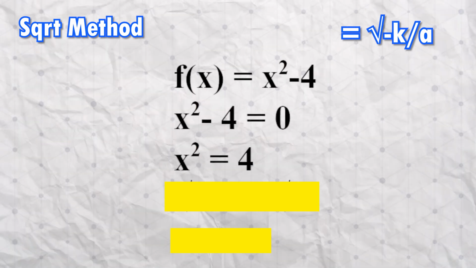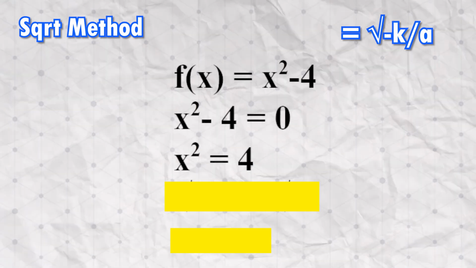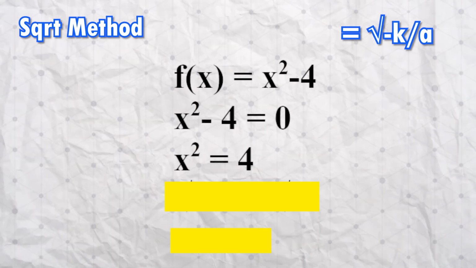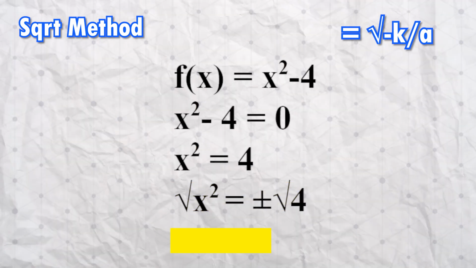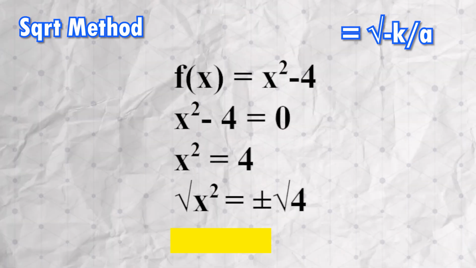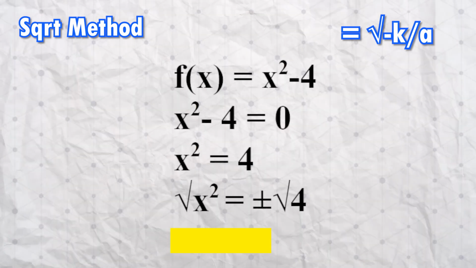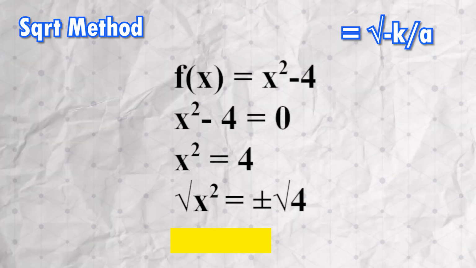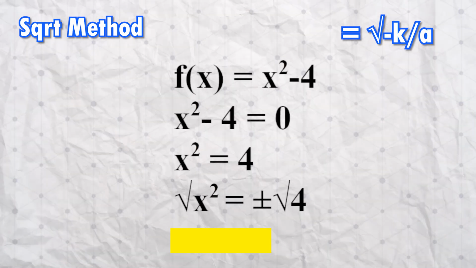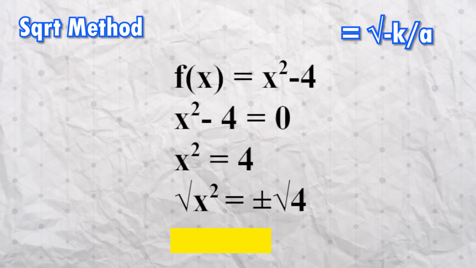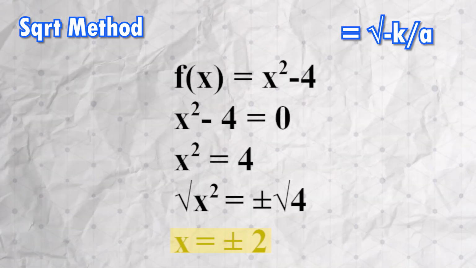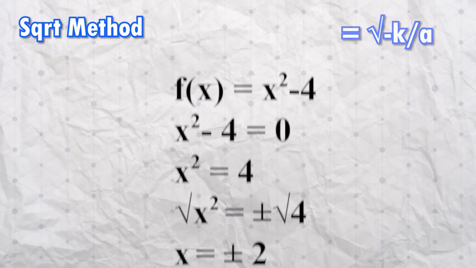This is where it gets a little interesting. Instead of simply saying x is equal to the square root of 4, we always have to include a plus minus sign. This is because both the negative and positive version of the square root will always equal the number before getting square rooted. For example, negative 2 to the power of 2 is equal to 4, and 2 to the power of 2 is also equal to 4. Applying this, we end up with x equals plus minus 2.